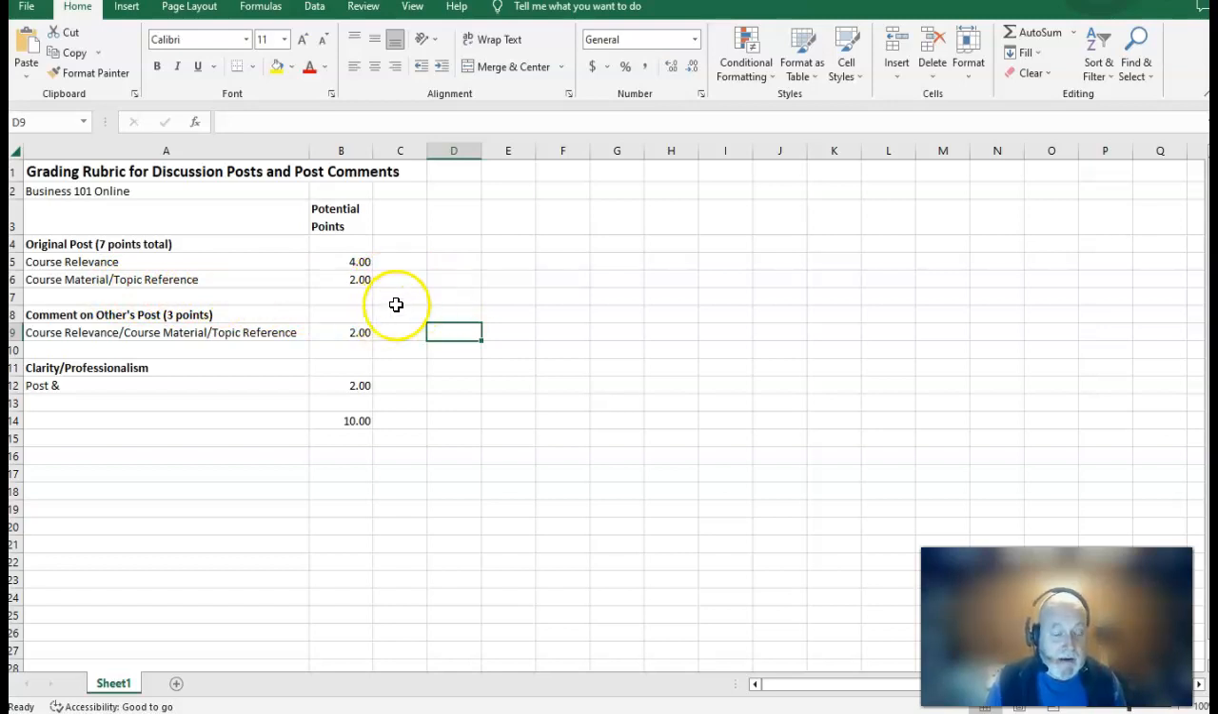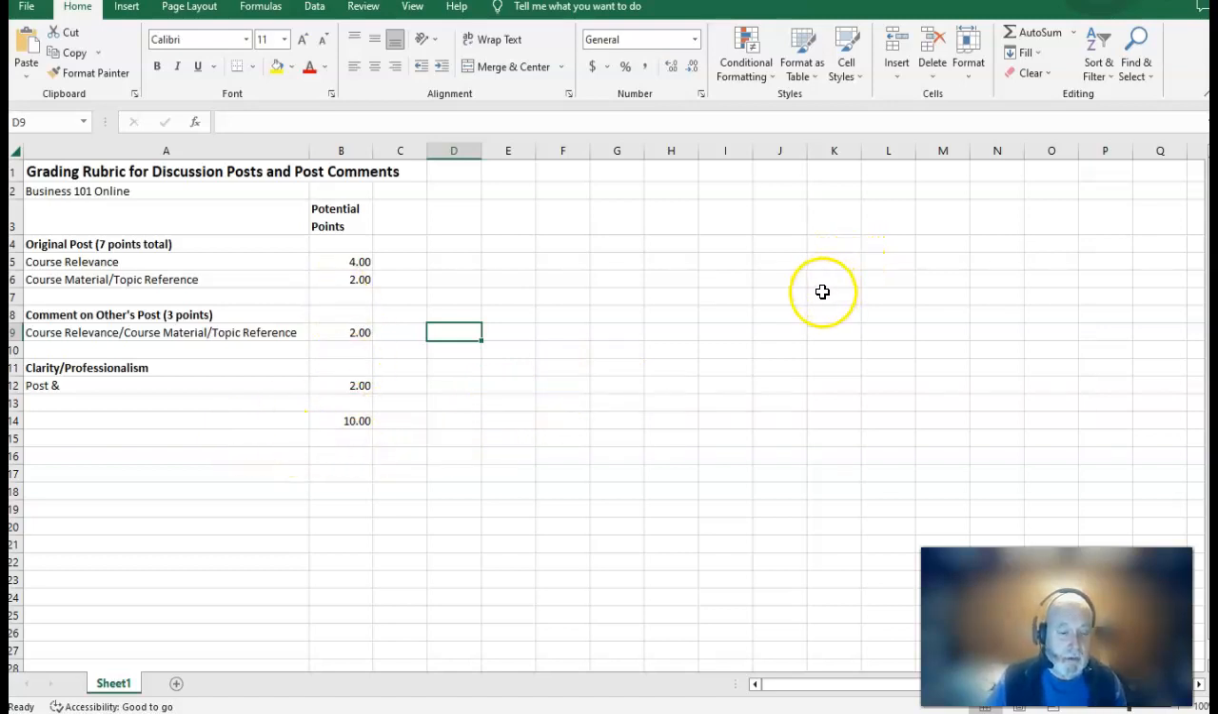Then by Friday, you're going to comment on somebody else's post, with the same kind of criteria applied to the grade you get on your response. And finally, we want to make sure that you're doing this with clarity and professionalism. I think it's really important that you get used to using proper grammar and proper spelling and make your points very clearly. Okay, so that's the grading rubric, and that's how it's going to apply.